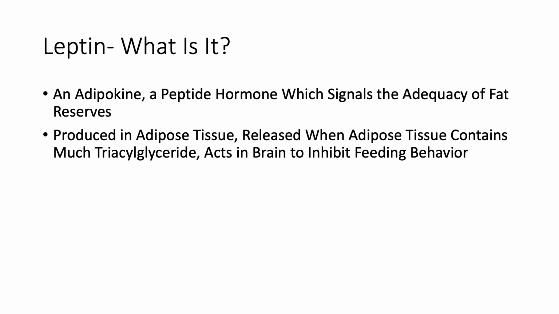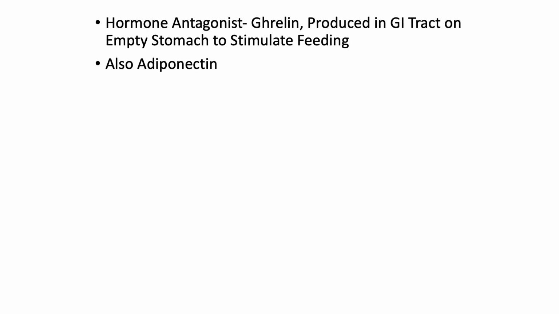Leptin, we're going to spend a lot of time on leptin. It's an adipokine. It's a peptide hormone which signals the adequacy of fat reserves. It is produced in the adipose tissue and released when the adipose tissue contains much triacylglyceride. It acts in the brain to inhibit feeding behavior. Much research has been done on leptin and analogous substances, and we'll be getting into that.